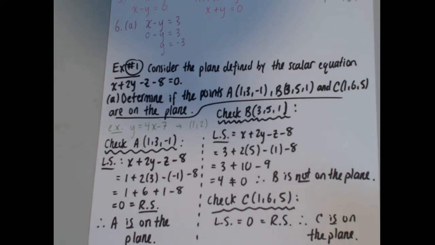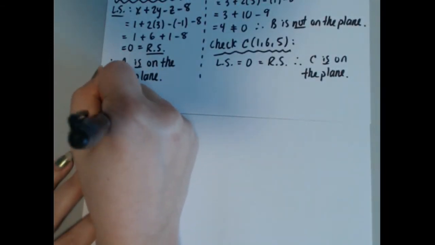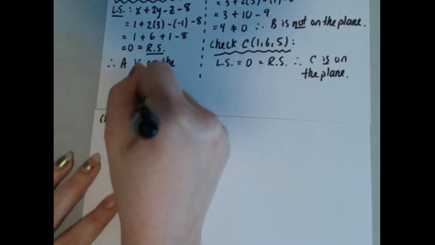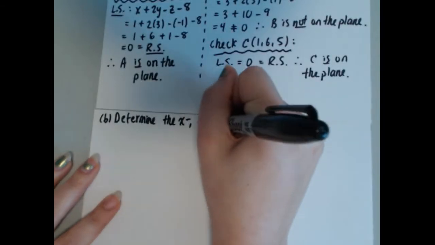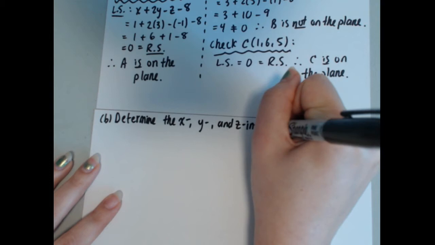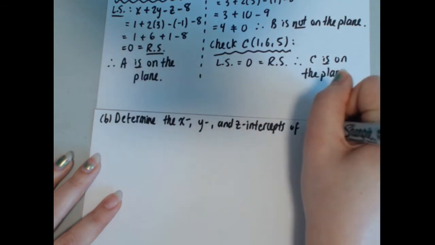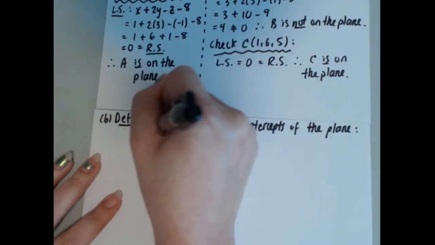Now, just as lines have intercepts, they can have x, y, and z intercepts if you're considering R3, planes also cut those intercepts. So they can also have x, y, and z intercepts. So let's take a look at that. Part B. Determine the x, y, and z intercepts of the plane. Again, use your analogy with lines.